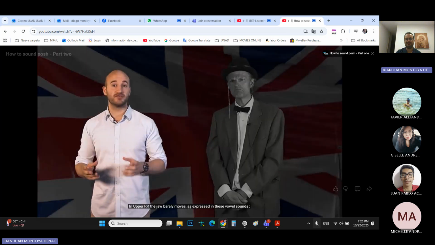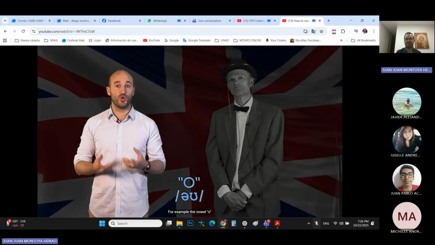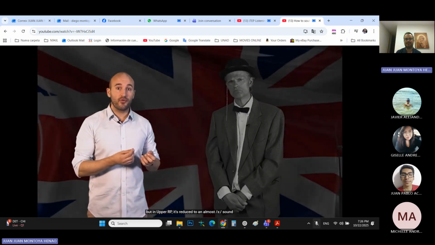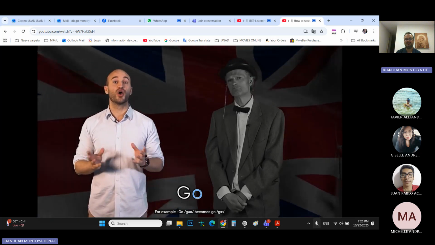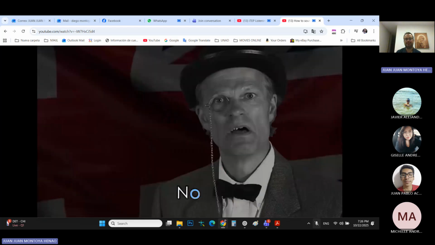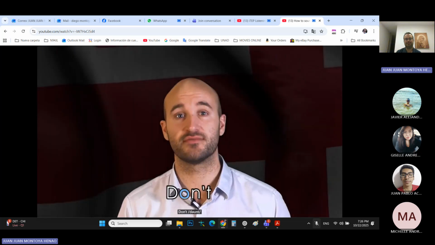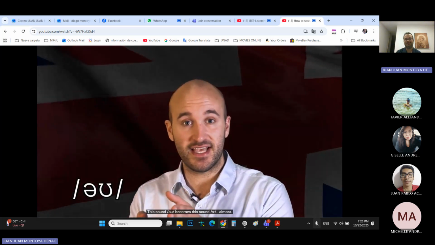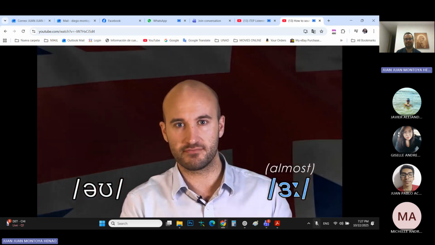In upper RP, the jaw barely moves, as expressed in these vowel sounds. For example, the vowel O in normal RP would sound like O, but in upper RP, it's reduced to an almost eh sound. For example, go becomes geh. No, show, don't. If you're interested in the phonetics, this sound, O, becomes this sound, almost.